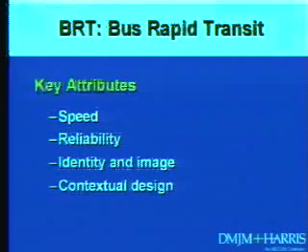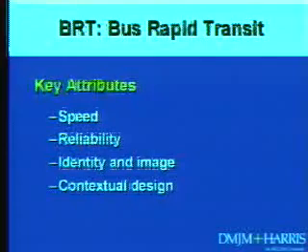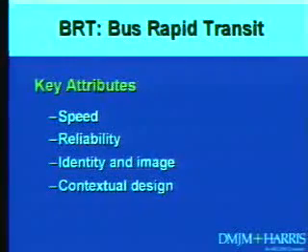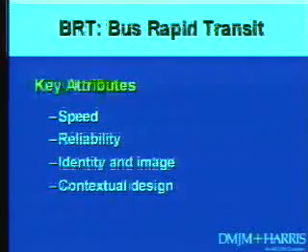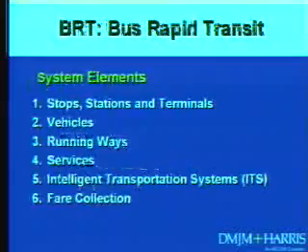The key attributes of bus rapid transit, one is speed. If it's going to be called rapid, it's got to be fast. So it's more reliable than typical buses, just like rail's more reliable than standard buses. It's got this identity and image that's different than the rest of the buses. And you'll see that as we go through this presentation. That's a big thing about bus rapid transit. It's got to have this kind of image and identity. And it's sort of designed to fit into its environment that it's existing in.